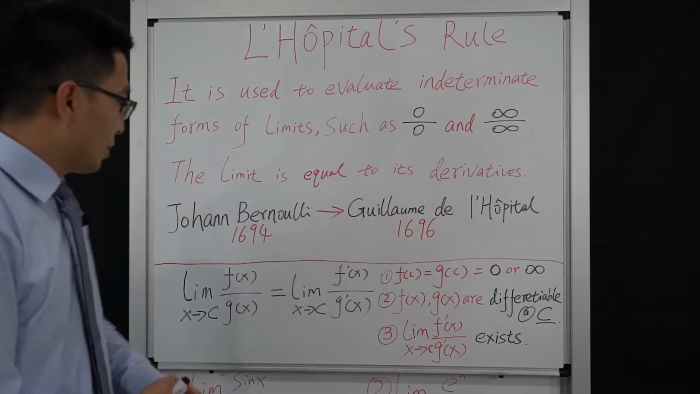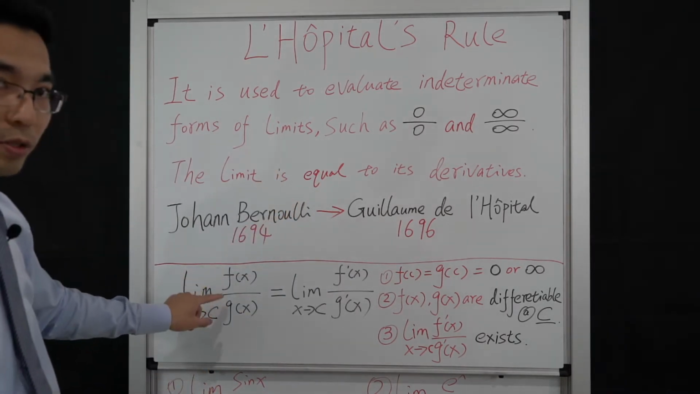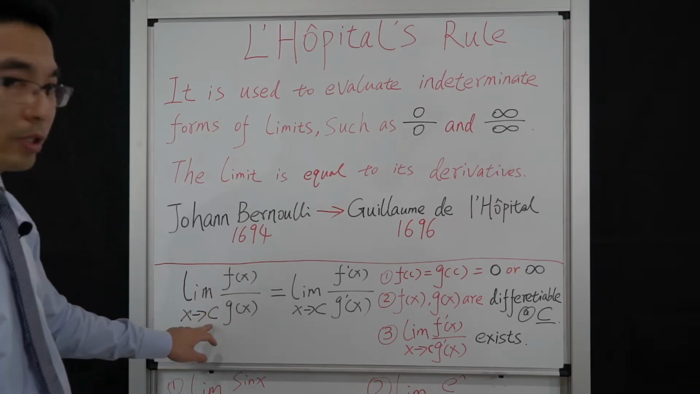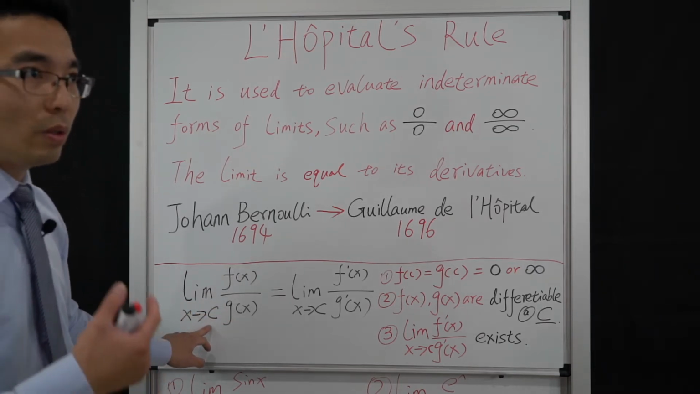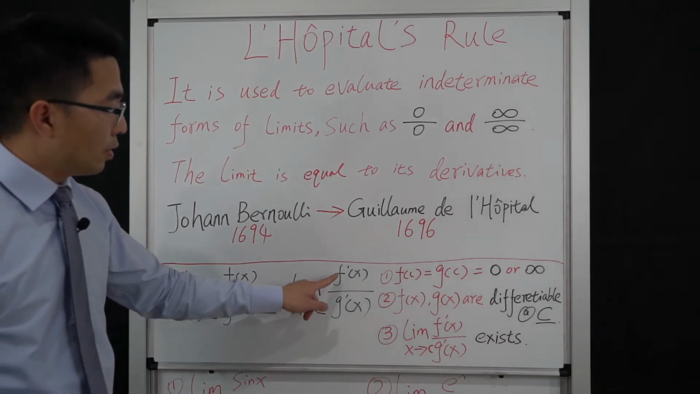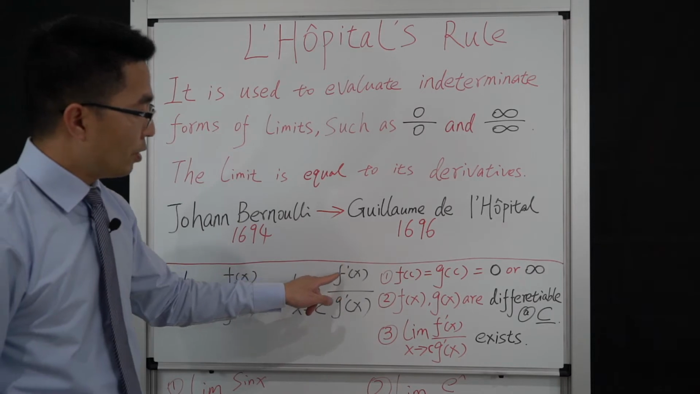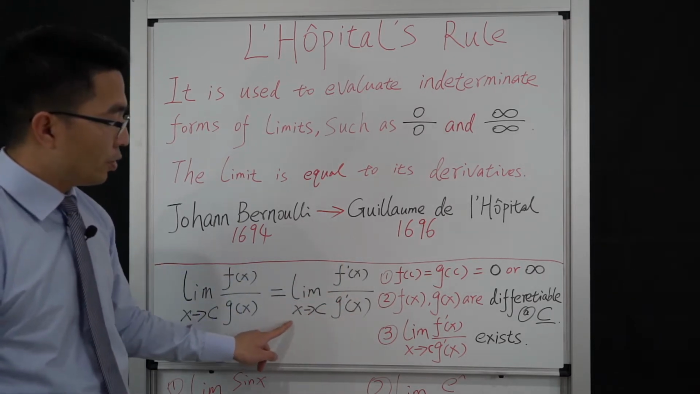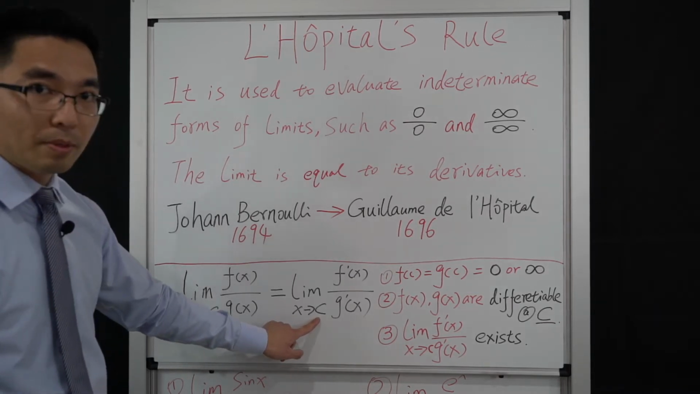Under this rule, we have the limit of the two functions f(x) divided by g(x) when x is approaching c. c could be 0 or infinity or any number. It is equal to the limit of the derivative of f(x) divided by the derivative of g(x), with x approaching the same number, c.